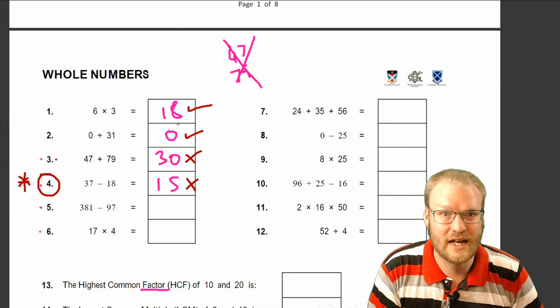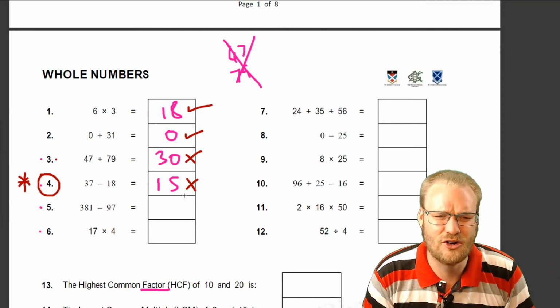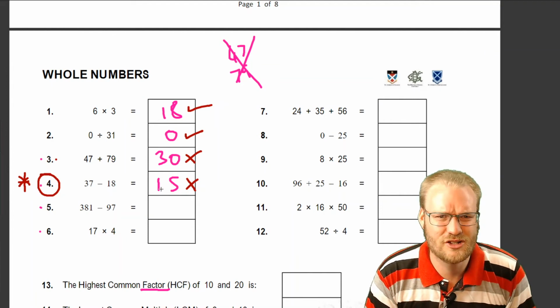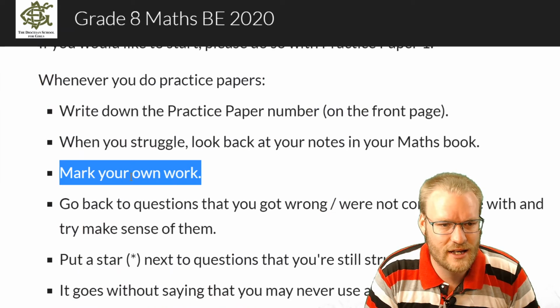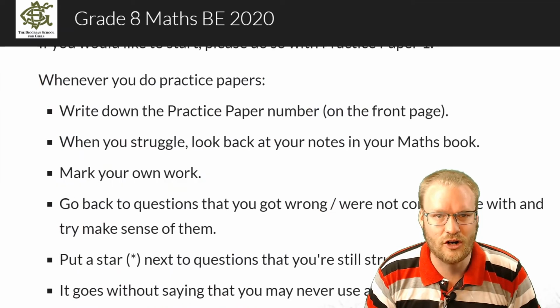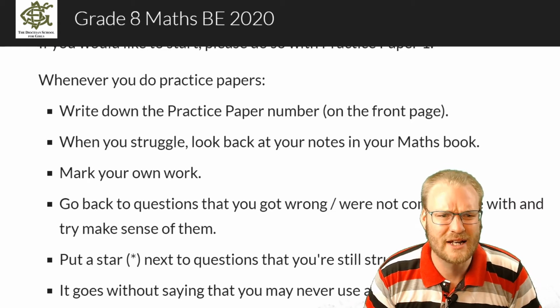This one I got right and I was happy. This one I got right, I was happy. This one I got wrong, but I'm actually happy that I know how to do it now. This one I'm still actually at a loss. I've looked back at my notes, I'm still struggling. So I say, go back to the questions that you got wrong or you're not comfortable with, because you may have got it right but still not be sure, and try to make sense of them.